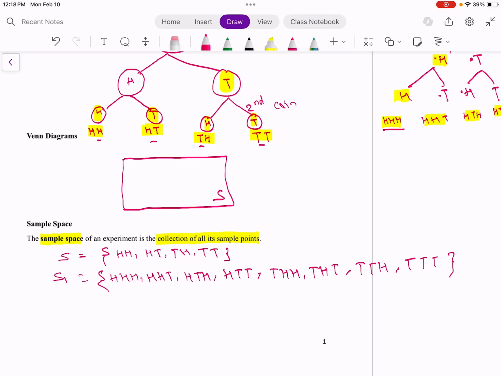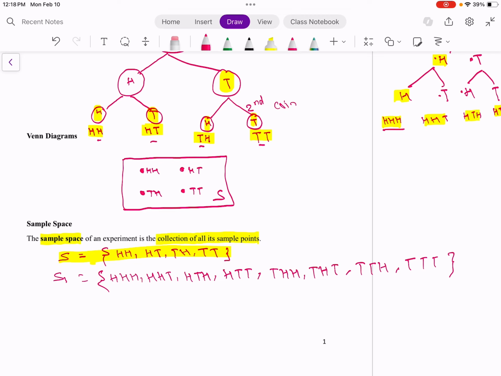Or you can use a circle, and inside this enclosed space we use a dot to represent each sample point. Now let's draw a Venn diagram for this one. So how many sample points do we have? 4, right? So we have 4 dots here, and you can just label each dot. So let's say this is head, head, this is head, tail, this is tail, head, and this is tail, tail. And this is the graphical representation of a sample space.